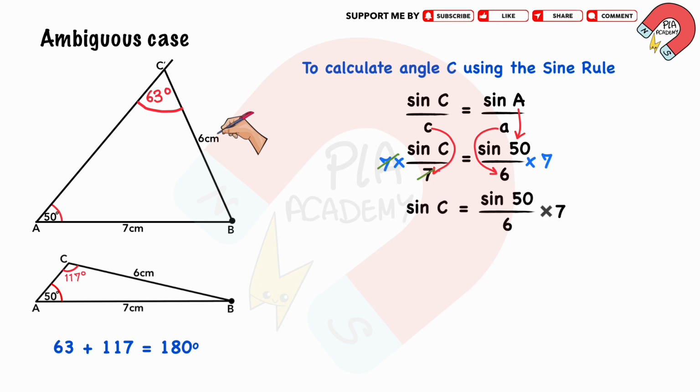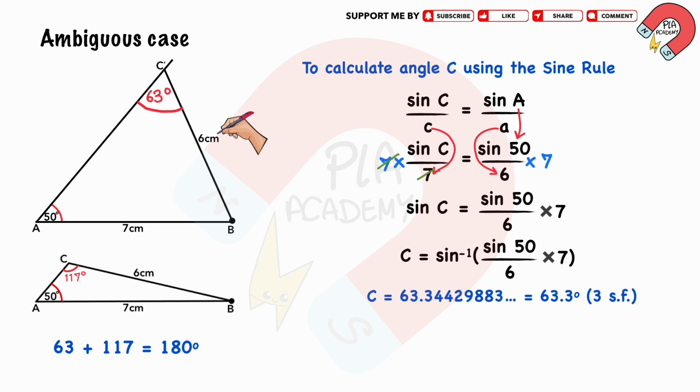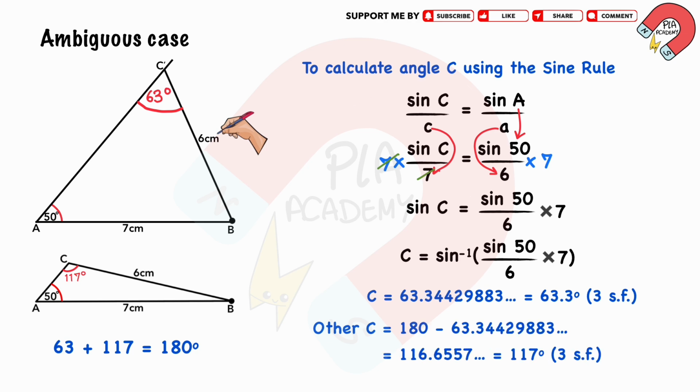To find the angle C, we use the inverse sine function. So C equals sine to the power of negative 1 of sine 50 over 6 times 7. Using a calculator, we get angle C equals 63.3 degrees to 3 significant figures. This is our first possible answer. To find the other possible angle C, we simply subtract 63.3 from 180, which gives us 116.7 degrees.